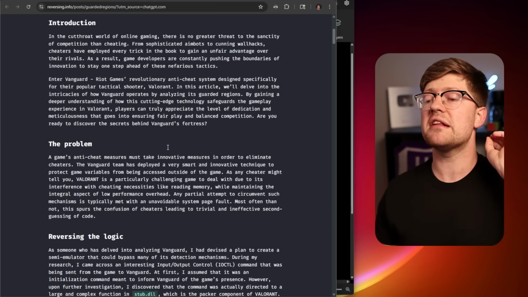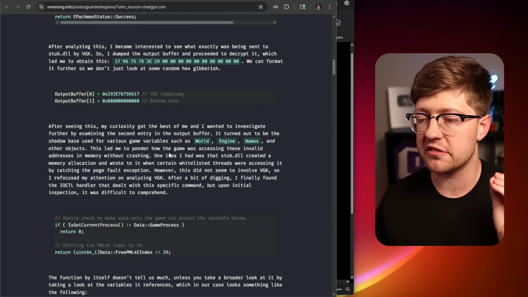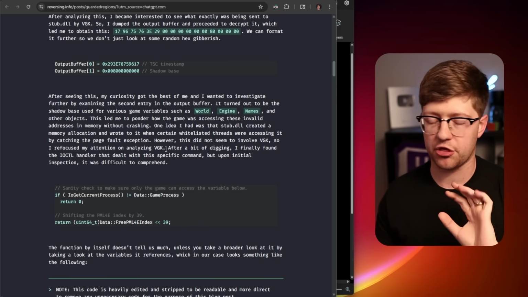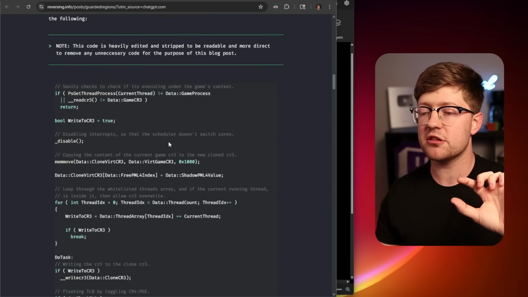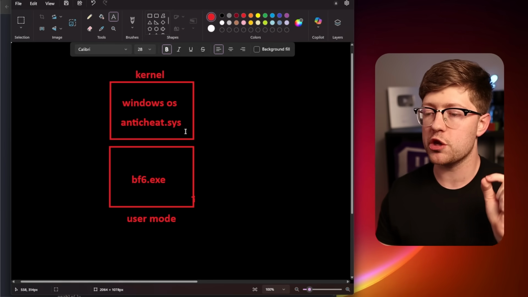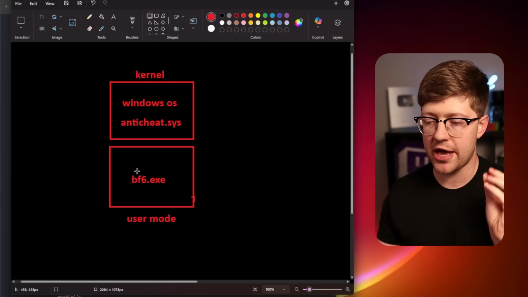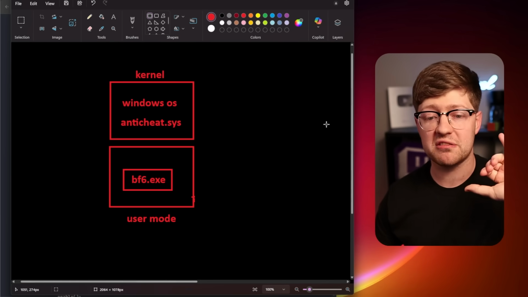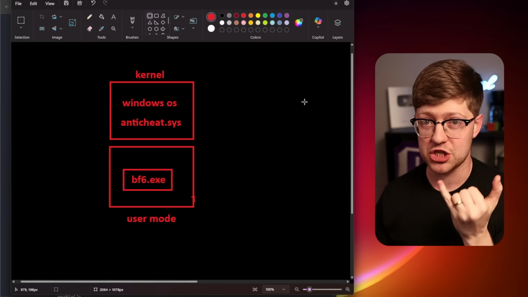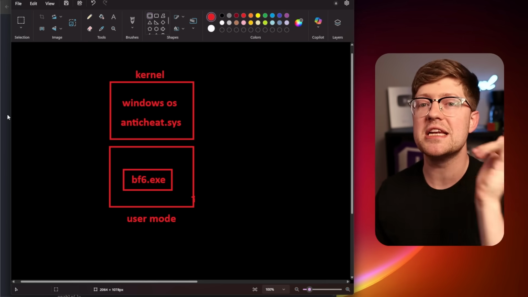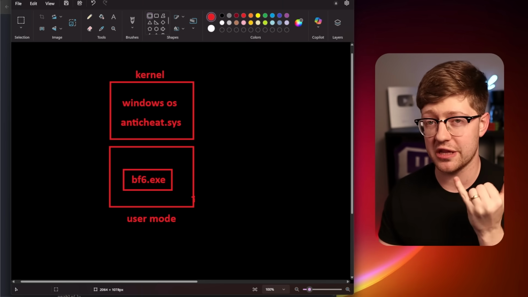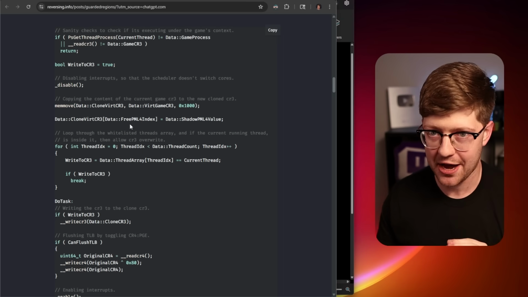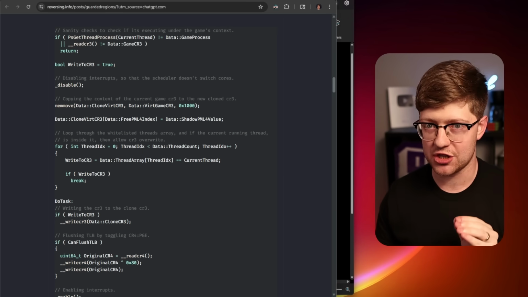Also, Vanguard has this crazy way of swapping out, it's called control register 3, not really important, but basically if you try to look at the memory of Vanguard running, for example, or Valorant running, if you try to inspect that memory, it will swap out the memory page live at runtime, so you get a different page than what is actually there. It is hands down the most invasive anti-cheat on the market.